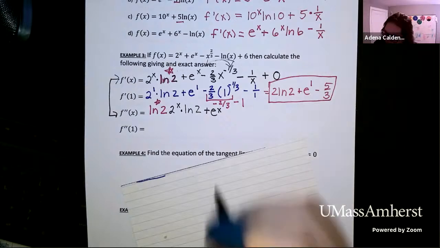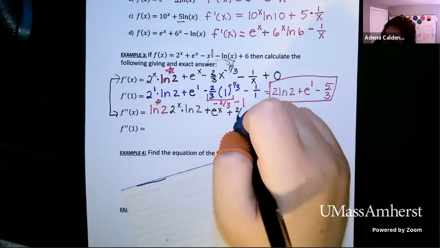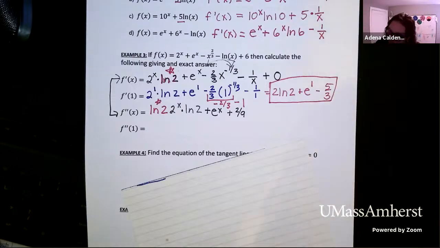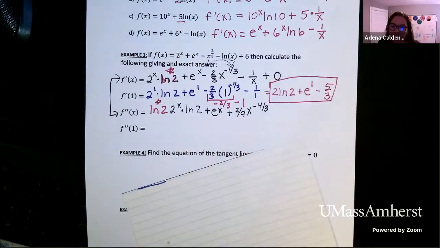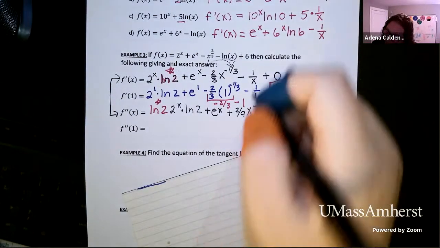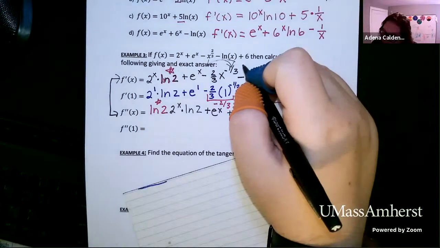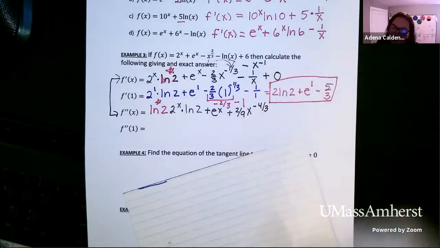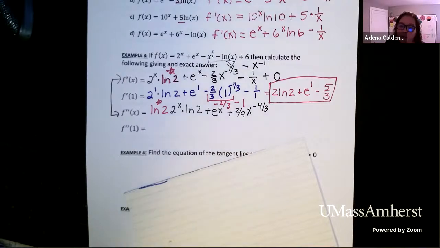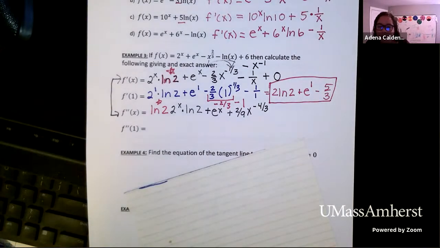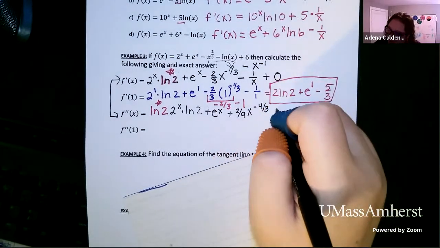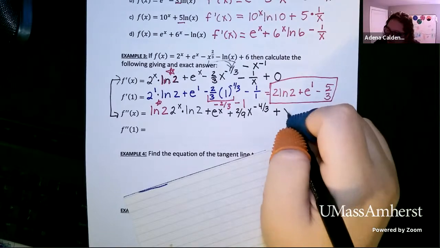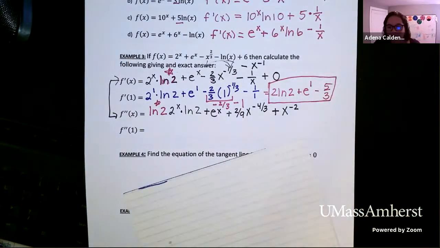The negatives will cancel. So I'll get plus 2/9 x to the negative 4/3. And then my 1 over x. I want you to remember that we can rewrite this as x to the negative 1, right? We have to bring that x out of the denominator. So when we take the derivative, the negative 1 comes down and cancels the minus. So I get plus x to the negative 2, okay?